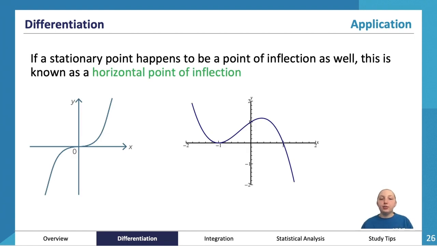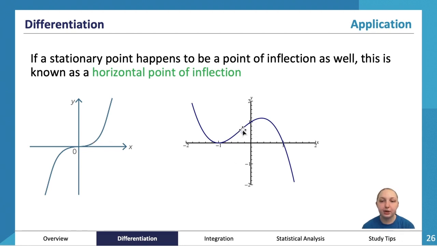So then we've got horizontal points of inflection, which is just another application of points of inflection. If a stationary point also happens to be a point of inflection, then this is what you call a horizontal point of inflection. So this is when we have a stationary point. This stationary point is also a point of inflection, and therefore you call it a horizontal point of inflection.